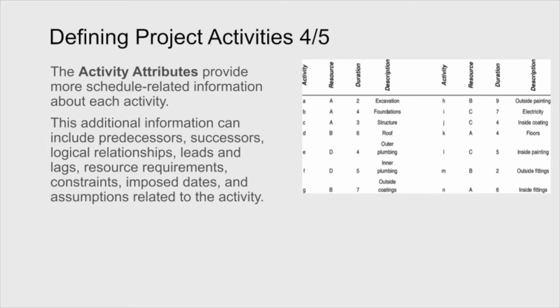The additional information that comes there include predecessors, what happens before, successors, what happens after, logical relationships between A and B, leads and lag times, in terms of how much lead time is required, how much planning needs to be done. For example, to order cement, if it takes 3 days to get there, you need to consider that a lead time, or lag time, and how long it takes the cement to set. Resource requirements, constraints, imposed dates, and assumptions related to the activity need to be put in that.